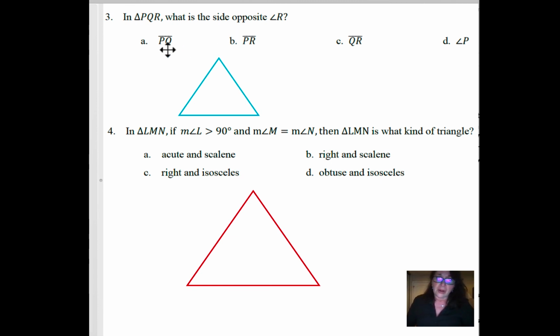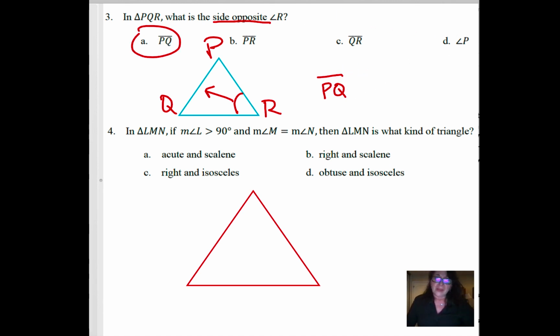In PQR, which side is opposite of angle R? So we'll just say P, and we have Q and R. So what is the side opposite angle R? Well, here's R. So the side opposite that, not touching, away from, would be segment PQ.